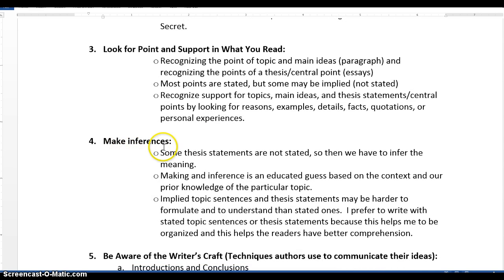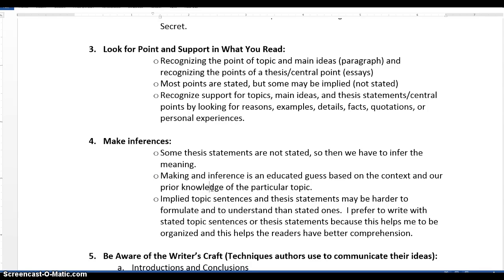Number 4, make inferences. Again, like I said up here, some thesis statements are not stated, so then we have to infer their meanings. They are implied, they are not stated. This is a little harder to do. We have to make an educated guess based on the context the writer's giving us and based on our own prior knowledge to understand what the real thesis statement or topic or point of the paragraph is.